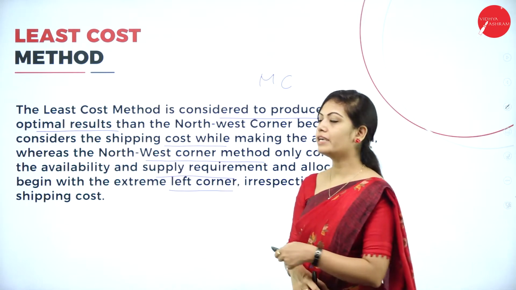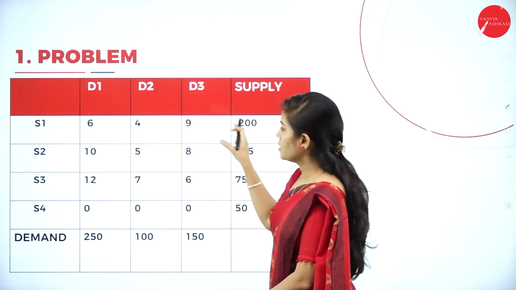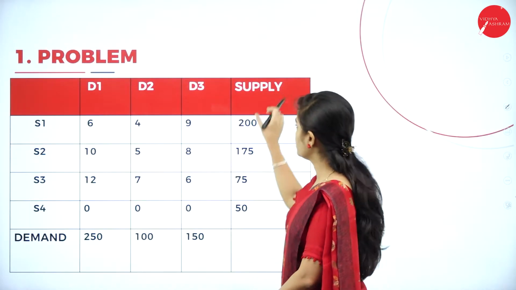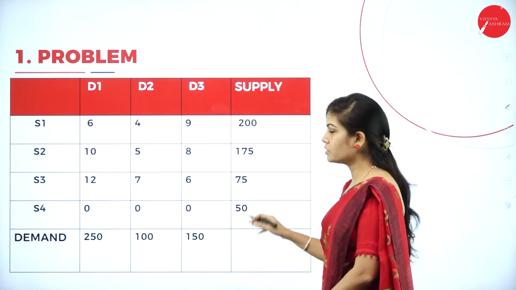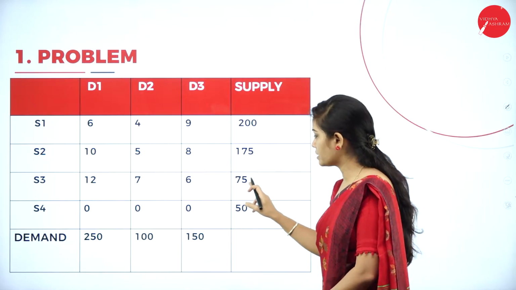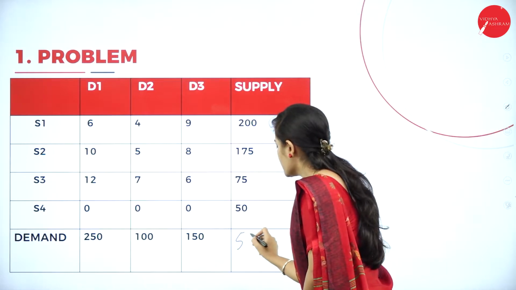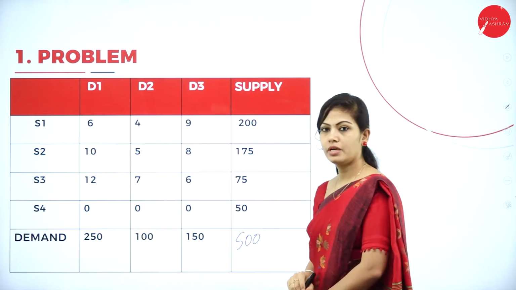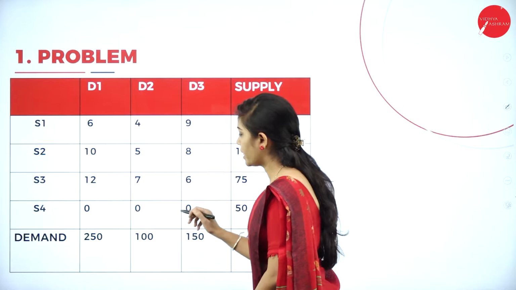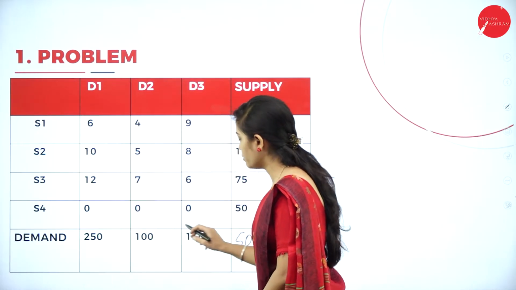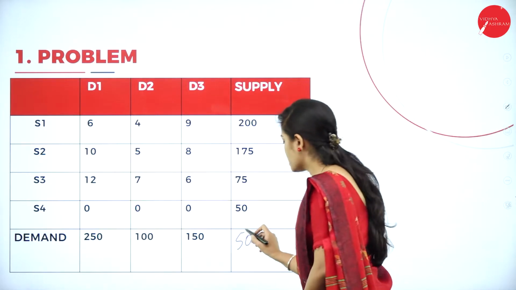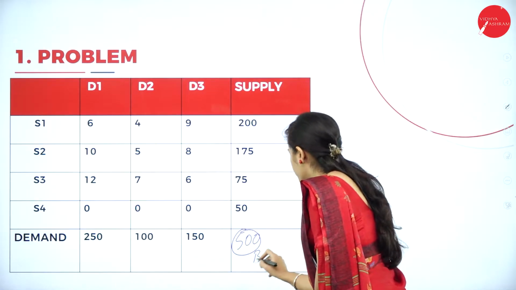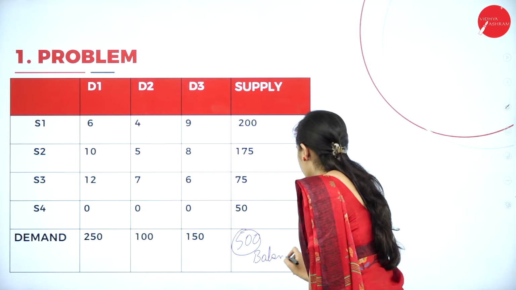So let's understand with an example problem. Here you have one table. You just observe this supply and demand. Add all the supply values 200, 175, 75 and 50. It is 500. And add all the demand values 250, 100, 150. It is 500. Is it balanced? Yes, it is a balanced problem.